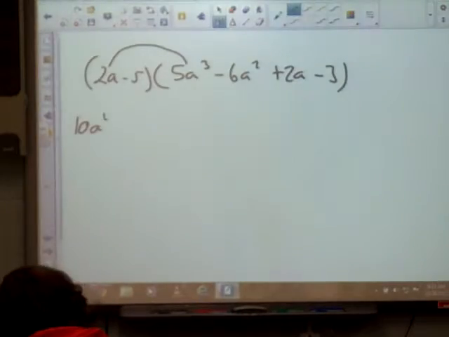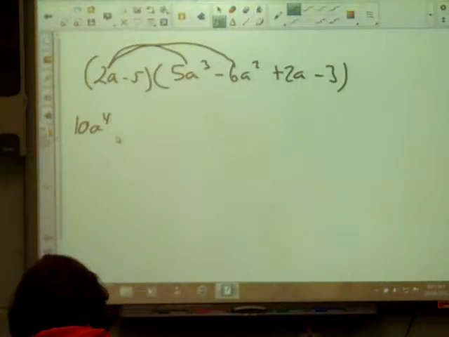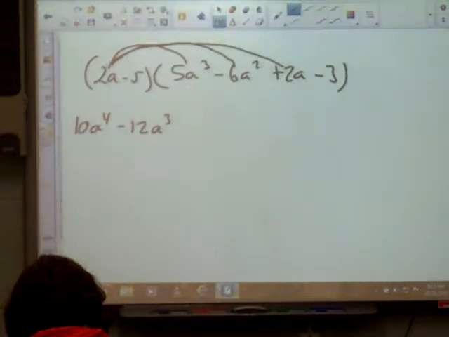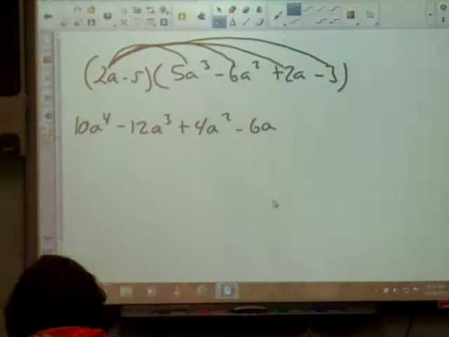10A to the 4th. Very good. 2A times negative 6A squared is what? Negative 12A cubed. Good job. 2A times 2A is what? 4A squared. Good. And then 2A times negative 3. Good job.